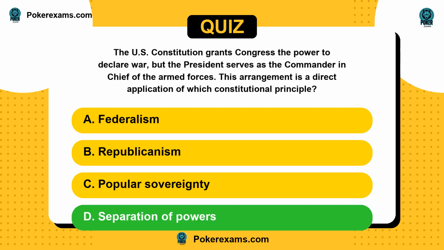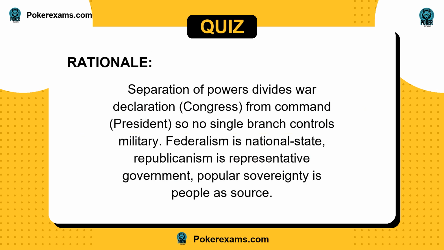The answer is D. Separation of powers divides war declaration, Congress, from command, President, so no single branch controls the military. Federalism is national and state, republicanism is representative government, popular sovereignty is people as source.